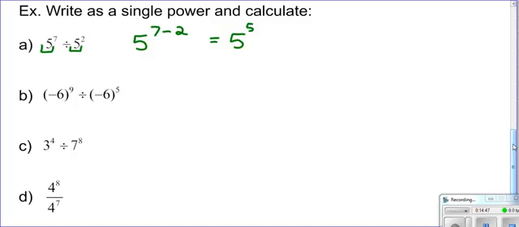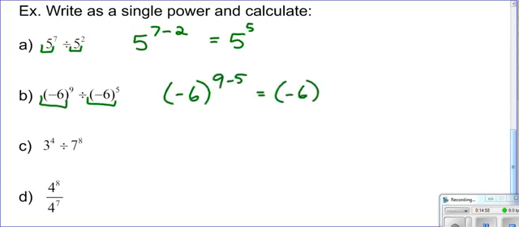When we look at B, we have a base of negative 6 and a base of negative 6, so the bases are the same. They're separated by division. And so we subtract the exponents. So we get negative 6 to the power of 4.